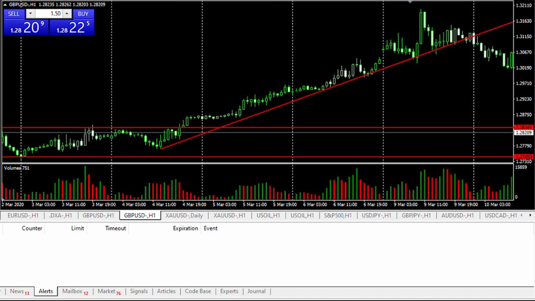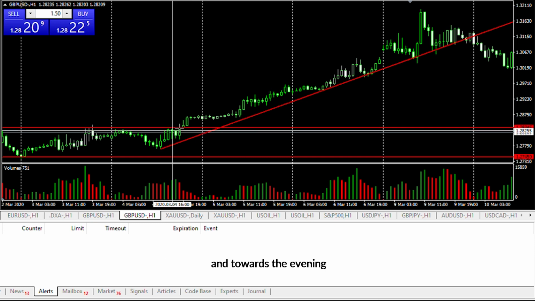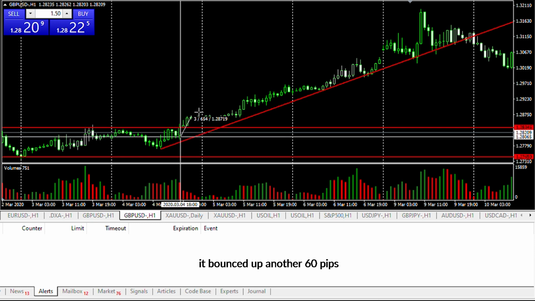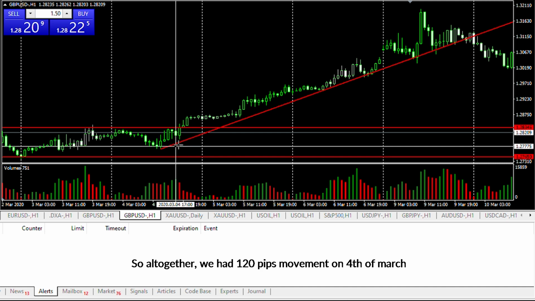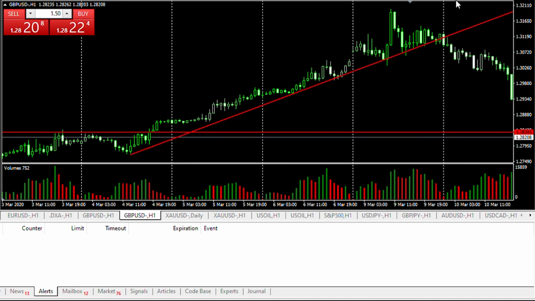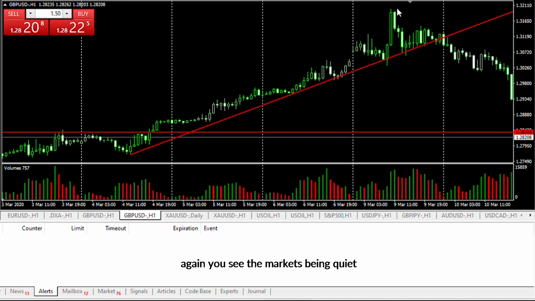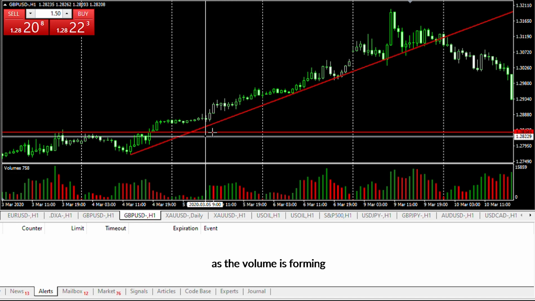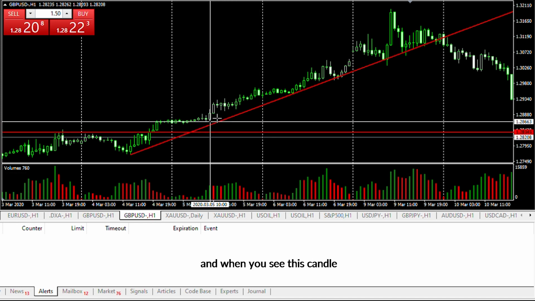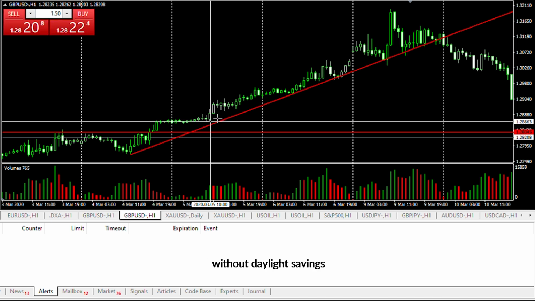1.3200. Within that short term of 2 to 3 hours, it moved up 60 pips in the afternoon session, and towards the evening it bounced up another 60 pips. Altogether, we had 120 pips movement on the 4th of March. Moving on towards the 5th of March, again you see the markets being quiet. However, as the volume is forming, when you put your mouse on this candle, this is 1600 hours, local Singapore time, 4 p.m. This is without daylight saving.